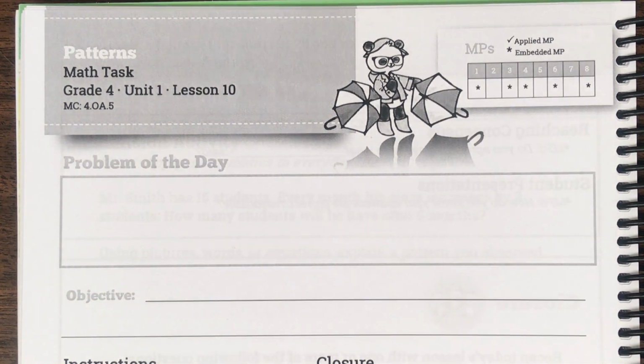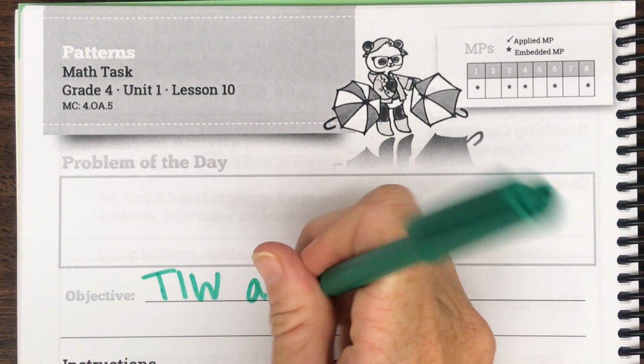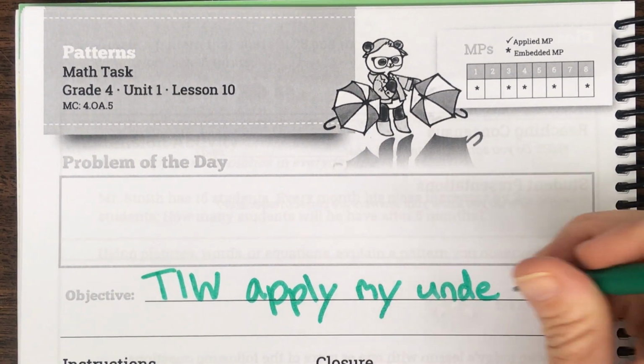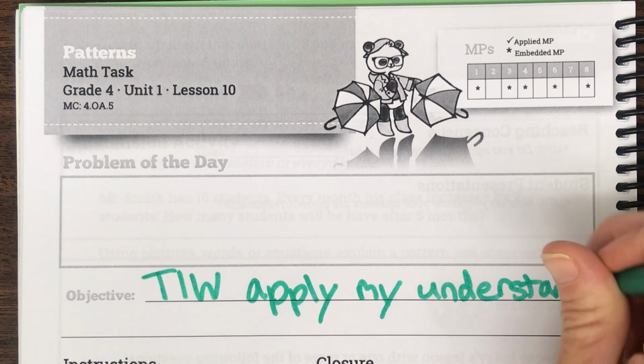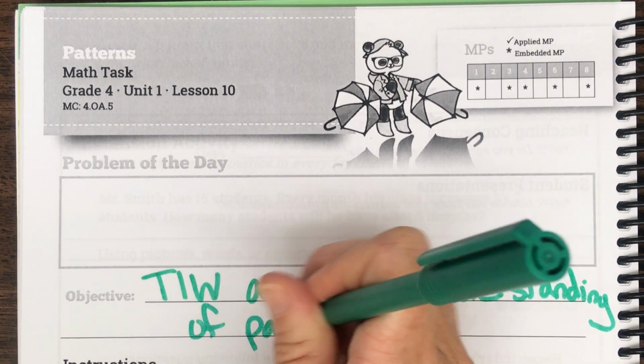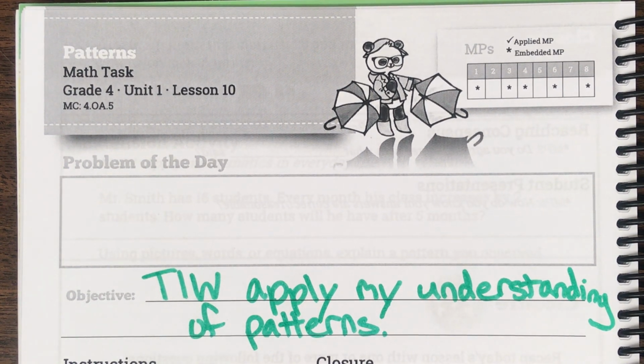Today we are on page 65 of your student journal, and our goal today is: today I will apply my understanding of patterns. So today I will apply my understanding of patterns.